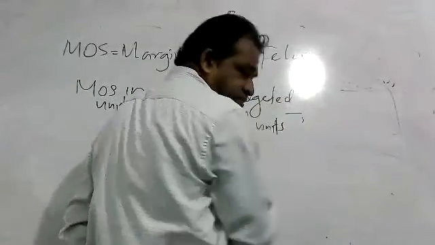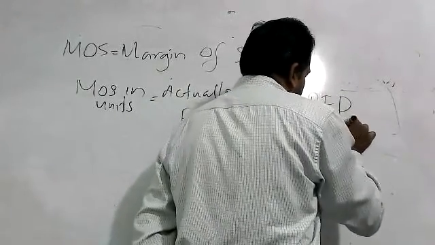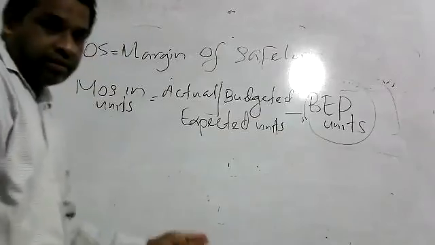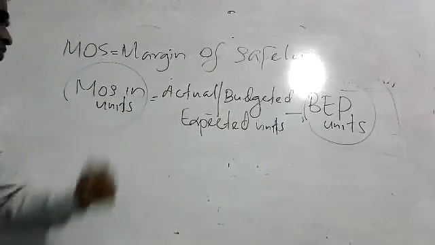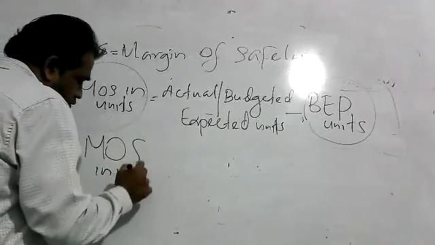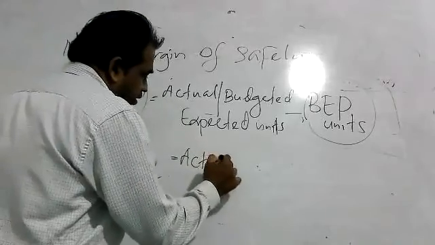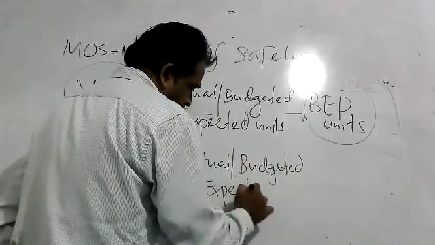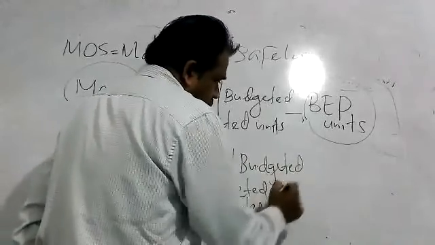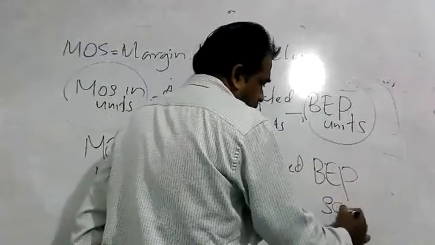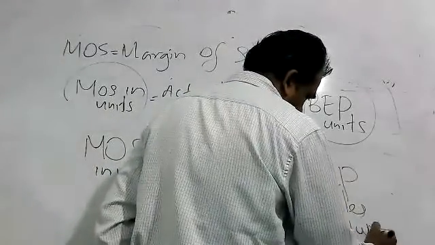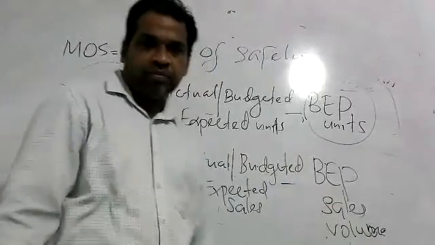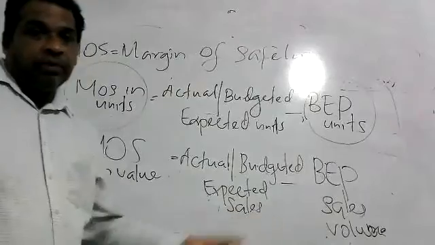Units minus BEP units, right? You should be able to remember these formulas, then you can easily solve questions, even in the paper. This is MOS in units. If you want to calculate MOS in value, it equals actual, budgeted or expected sales volume minus BEP sales volume. Right. You should be able to remember these formulas, then it will help you to do your calculations easily.